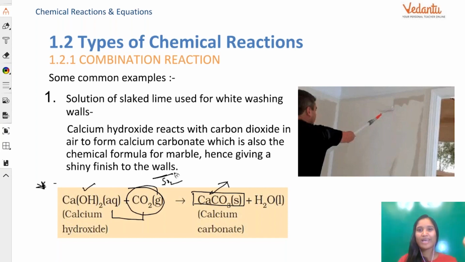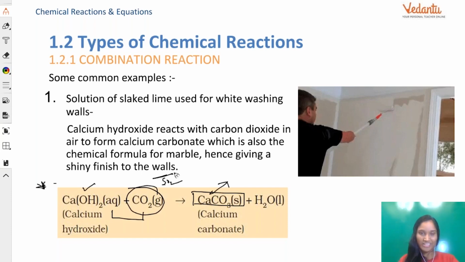Remember these two reactions. Have you made a note of this, guys? Yeah, it turns lime water milky. Yes, even SO2 can turn lime water milky. Make a note of this. This is a frequently found question.